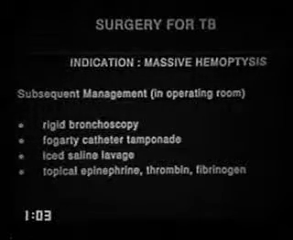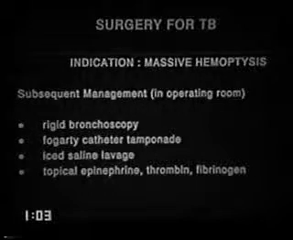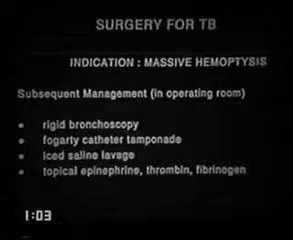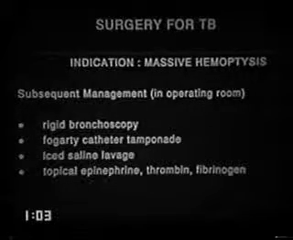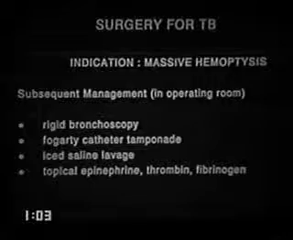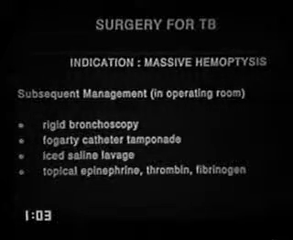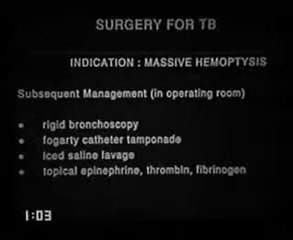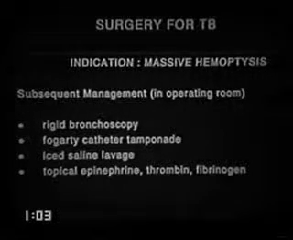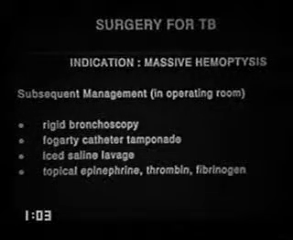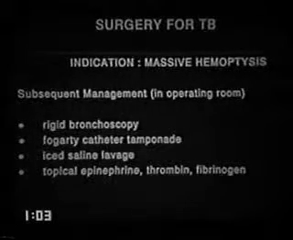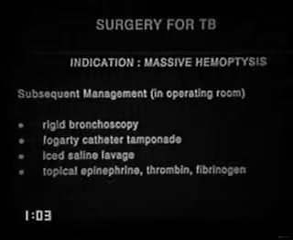You can consider photocatheter tamponade if you can find the lobar bronchus or even the segmental bronchus that appears to be the source of the bleeding. You can consider ice saline lavage, or in fact room temperature saline lavage, in order to clear and incite the clot cascade in that offending area. And you can consider topical epinephrine, thrombin, and fibrinogen.